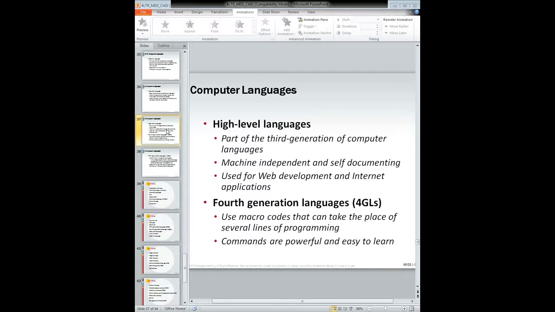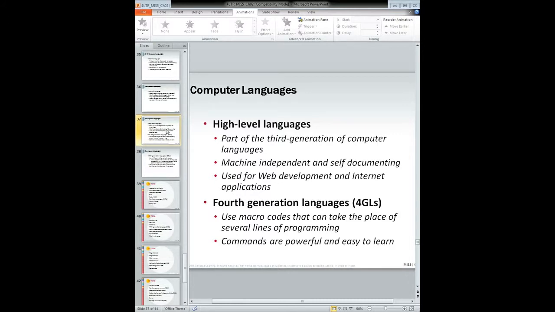Third generation computer languages are machine independent, and they are called high level languages, such as C++, Java, VB.NET. These are typical high-level languages that are still being used in the industry. These languages are used mostly for web development and internet applications, and they are higher level languages than the second generation.